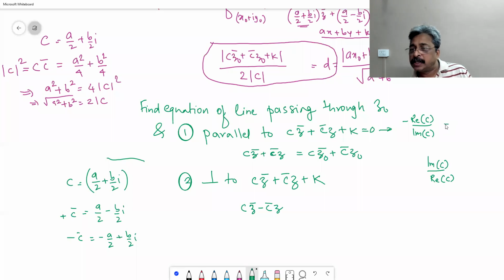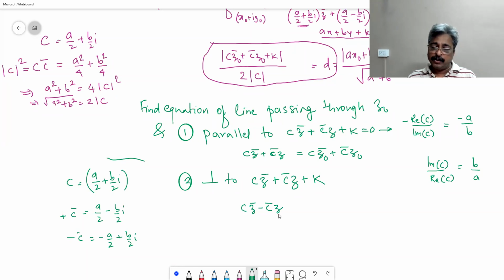Here the slope is minus a by b. Now what we want here is b by a. So will it really give me b by a? Will this fellow give me b by a?